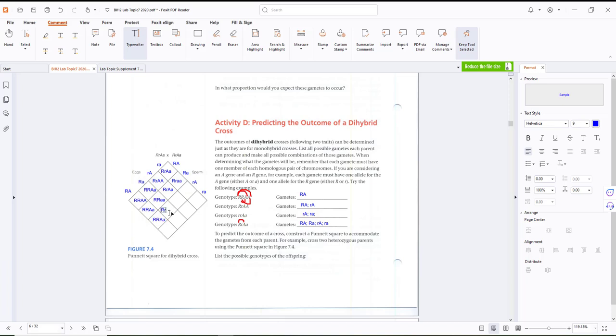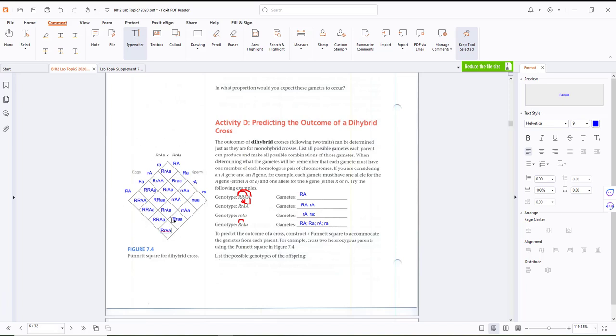Big R, little r, big A, little a. This one and this one. Little r, big A. This one, little r, big A, little a. This one and this one, we have little r, little a. This one, little r, big A, little a. This one and this one, big A, little r, or big R, little r, little a, and then finally we have big R, big A, little a. And then list the possible genotypes of the offspring.